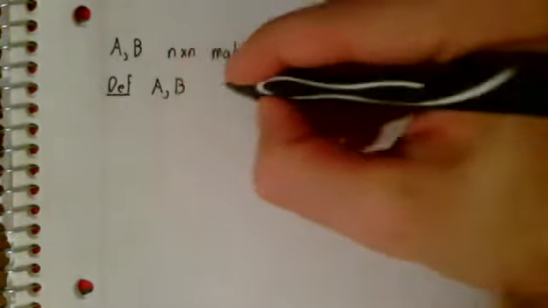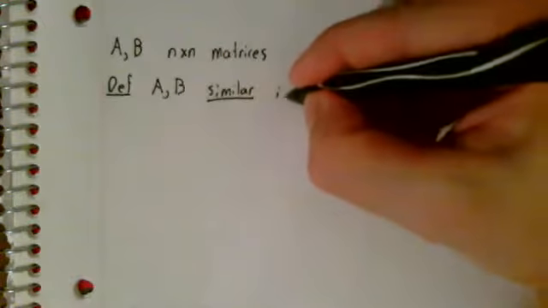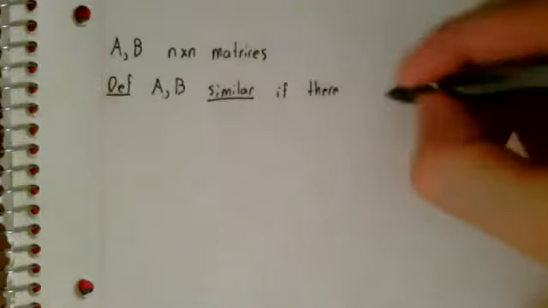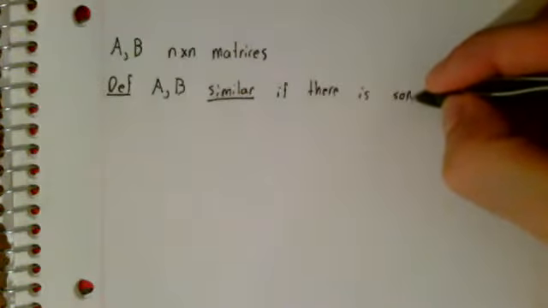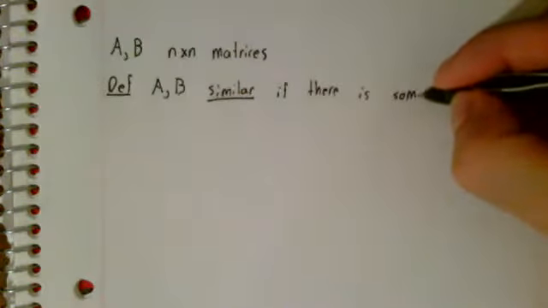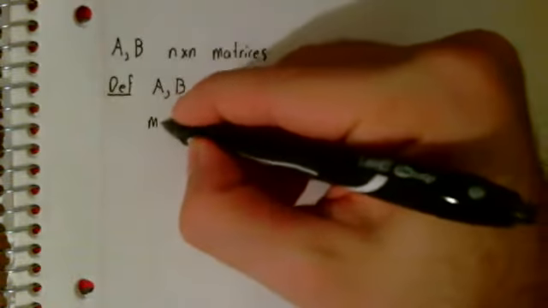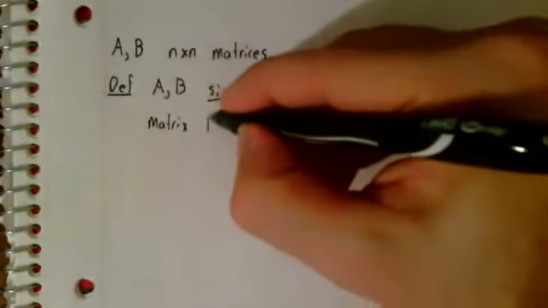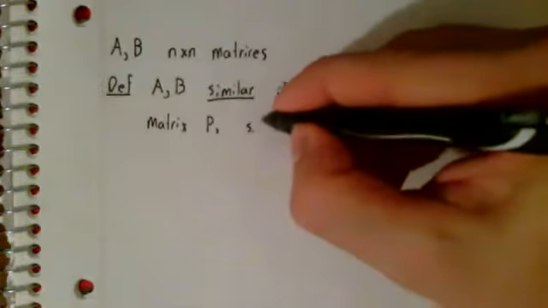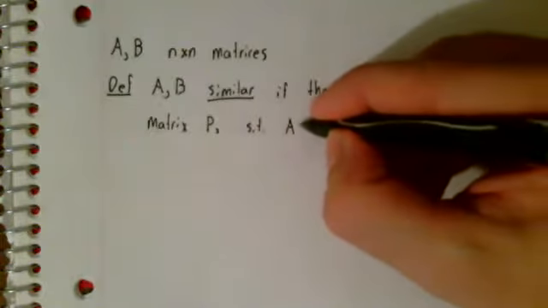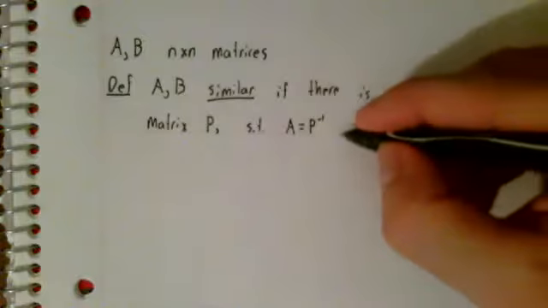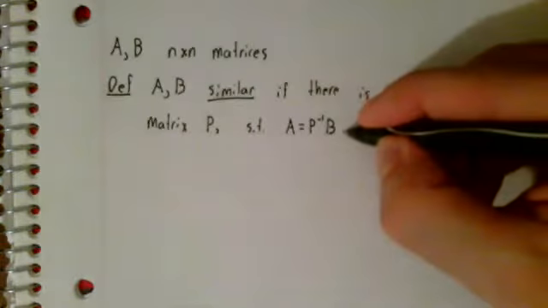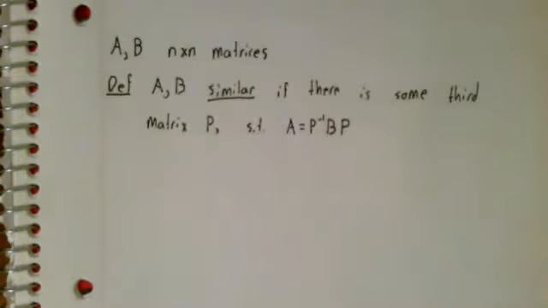Then, definition: A and B are called similar if there is some third matrix P such that A equals P inverse times B times P.